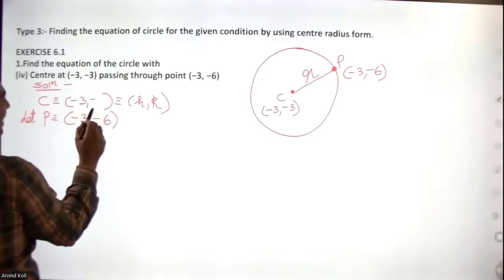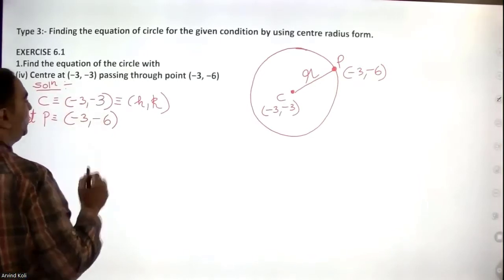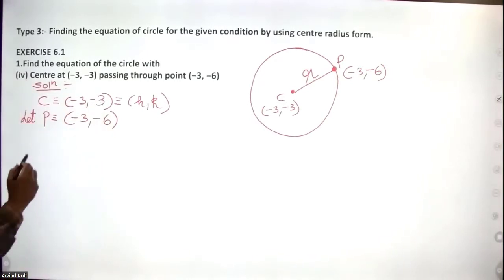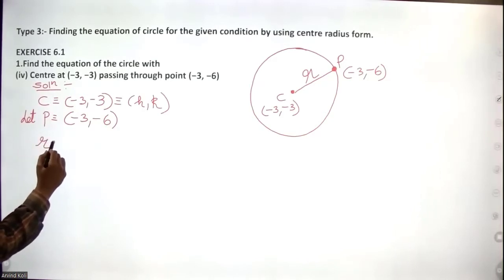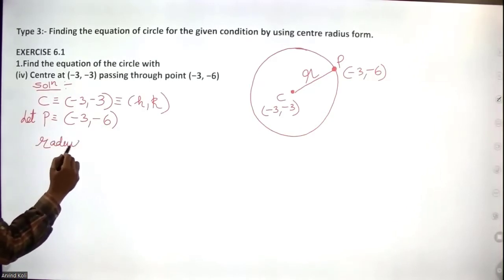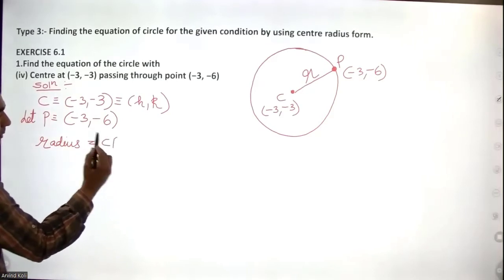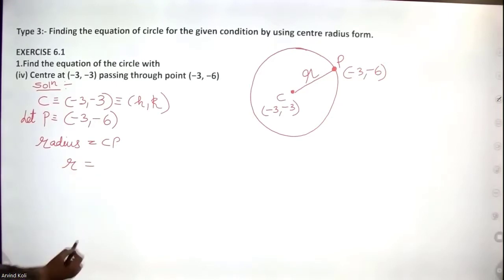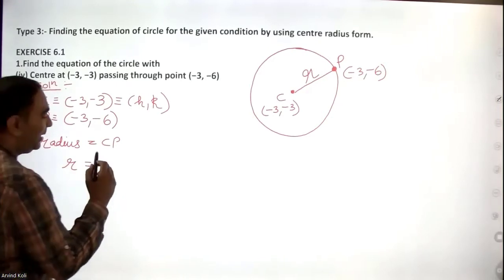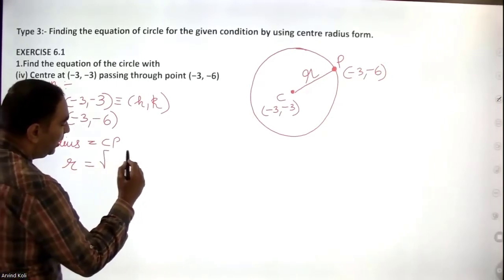Right. This was minus 3, minus 3. Now, students, as we discussed, सबसे पहले हमें radius चाहिए. So radius is equals to CP. All right. So let's say R is equals to. How to find CP? CP के लिए formula है हमारा under root of.